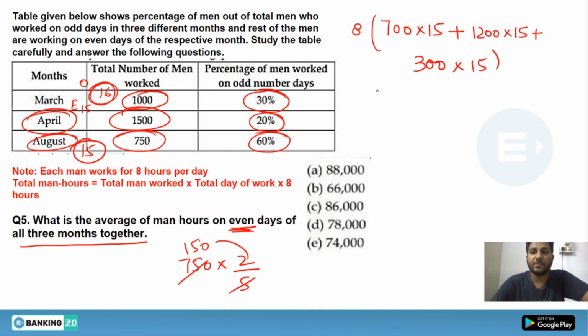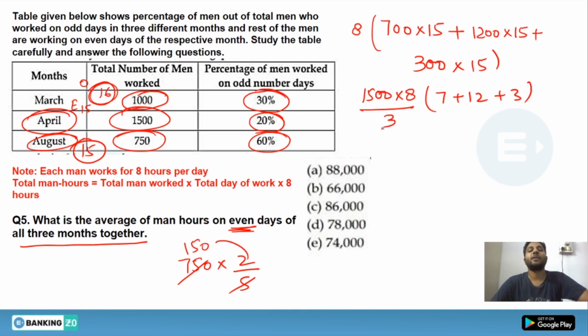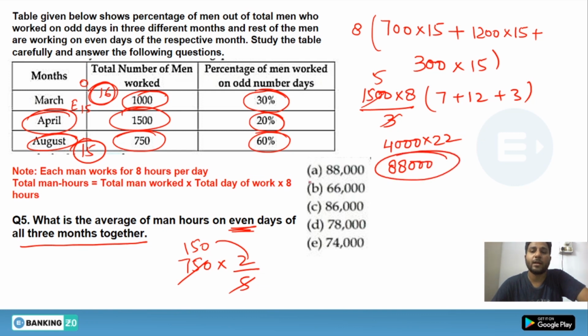Alright, 15 is the common part, or you can say that 1500 is the common part, which would be multiplied with 8. And you will take 7 plus 12 plus 3, and you will divide it by 3 because you have to take out the average. That means 4000 multiplies with 1922. That means 88,000 would be the correct answer for this question.